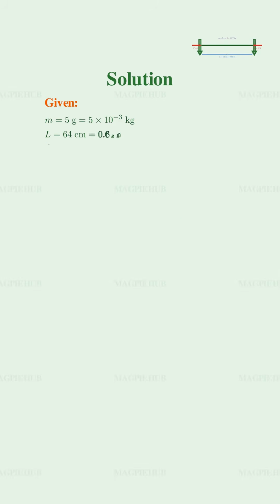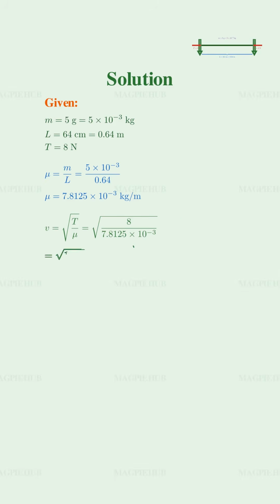Now the solution. First, we find linear mass density mu. Mass m is 5 grams, which is 5 times 10 to the power minus 3 kilograms. Length L is 64 centimeters, that is 0.64 meters. So mu equals m over L, equals 5 times 10 to the minus 3 divided by 0.64, giving 7.8125 times 10 to the minus 3 kilograms per meter.